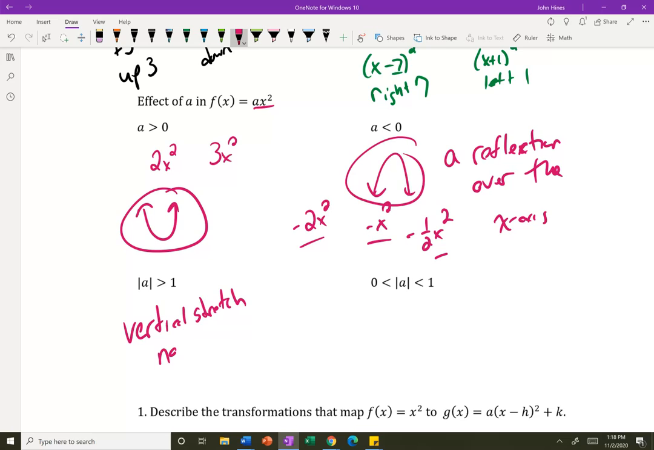And it gets narrower. The graph gets more narrow because it's growing faster. It looks skinnier. And if I pick like 1/2 or 3/4 or negative 2/3, those are between 0 and 1, so the graph gets wider. It's a vertical compression. The graph gets compressed like someone sat on the graph.